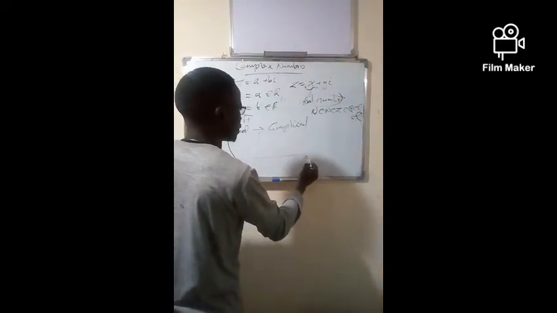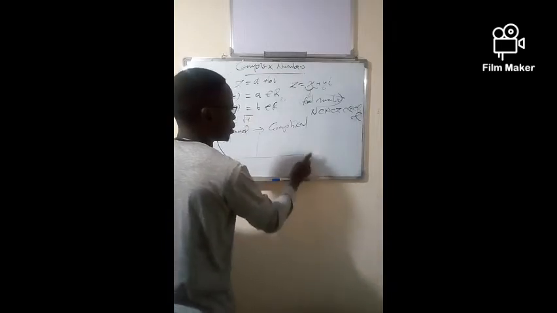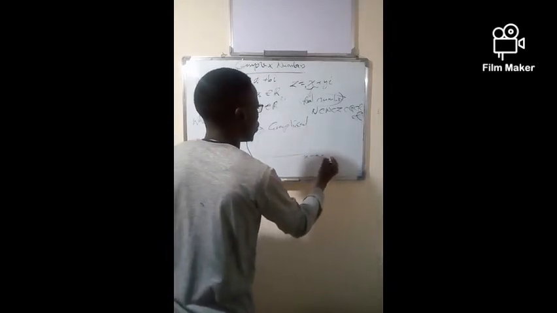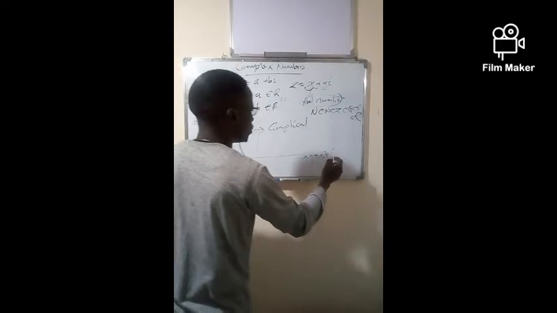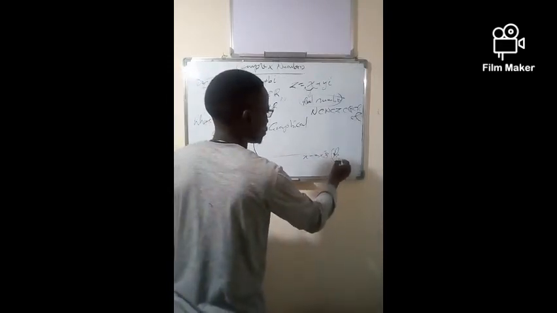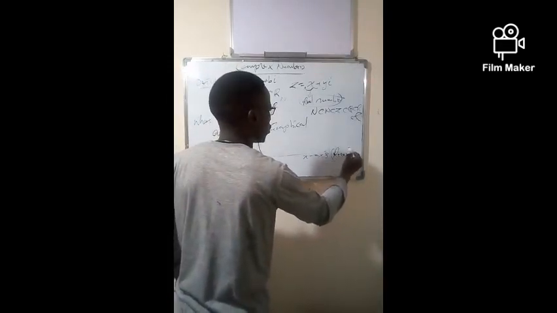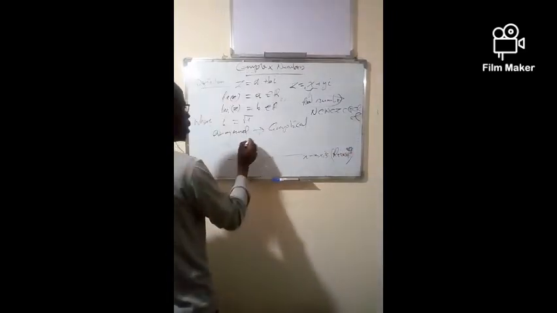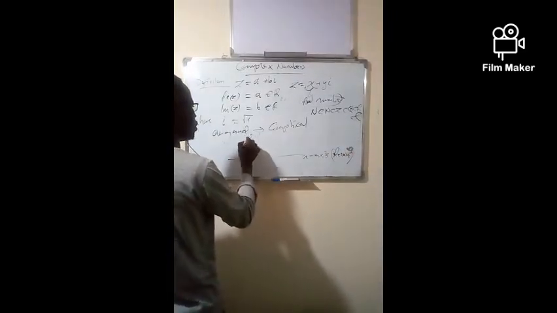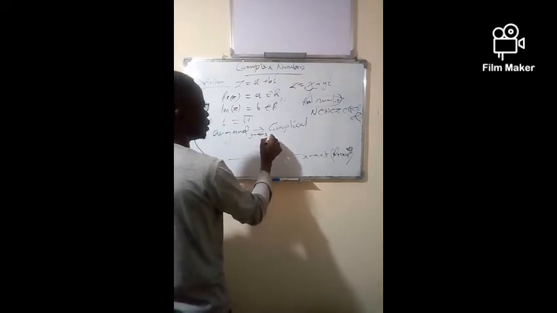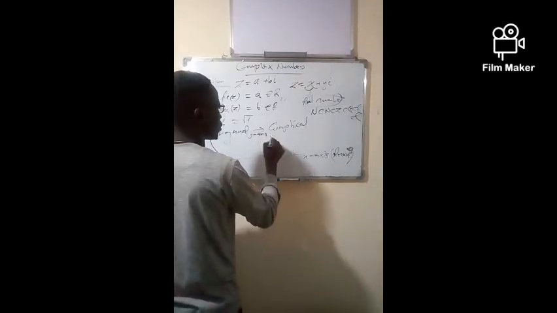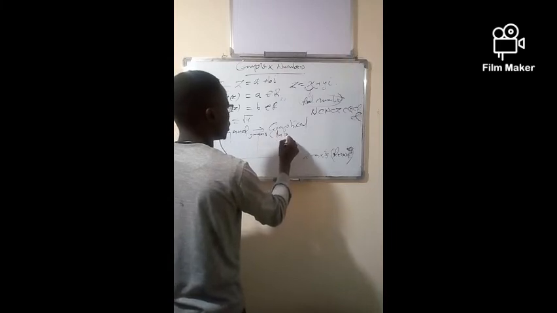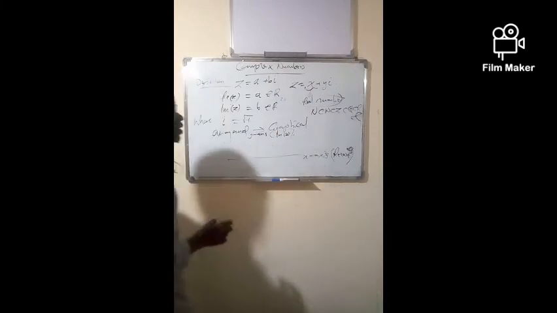So the Argand diagram is the graphical representation of complex numbers, and we use the xy plane. The x-axis is the one where you're going to have the real part of the complex number, and in the y-axis, that's where you have the imaginary part of the complex number z.